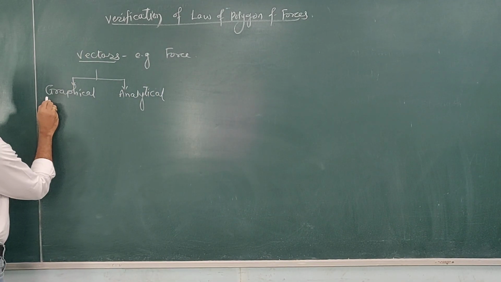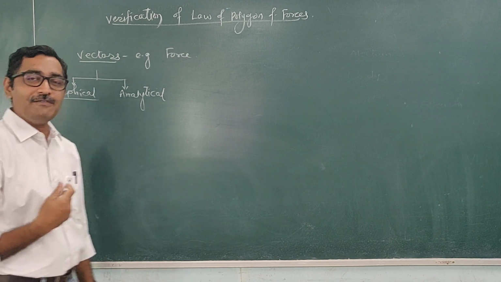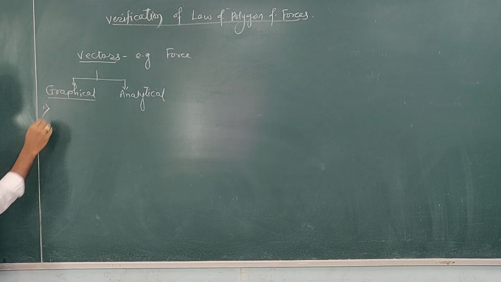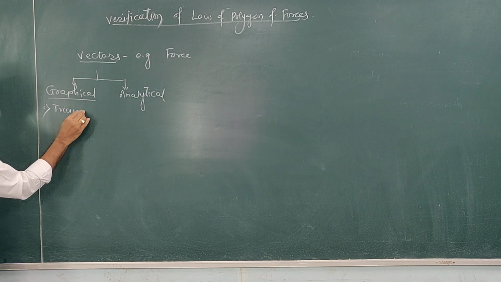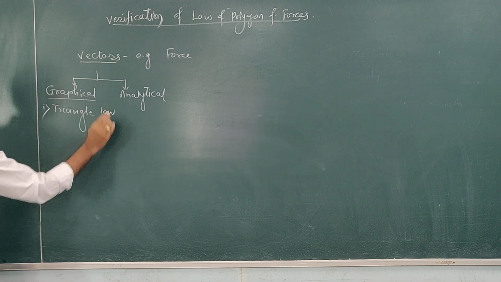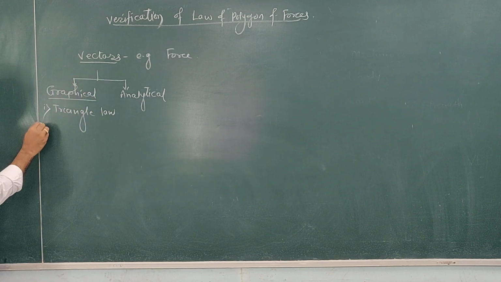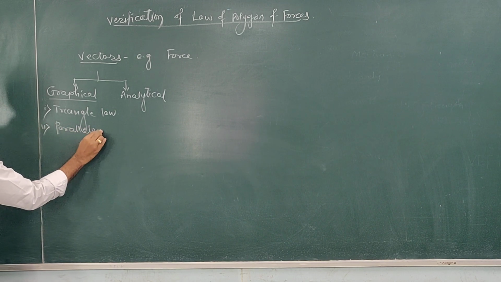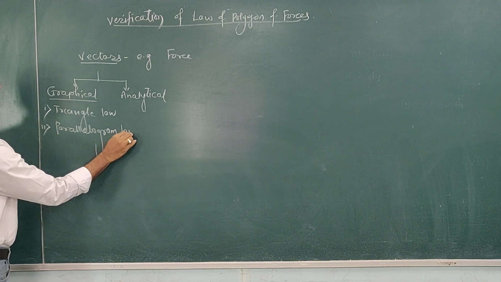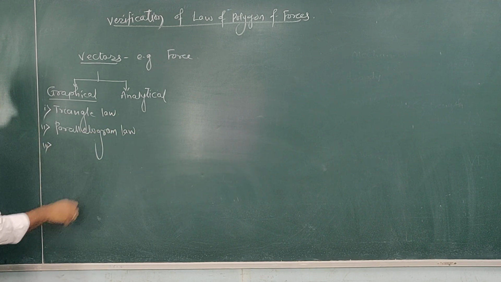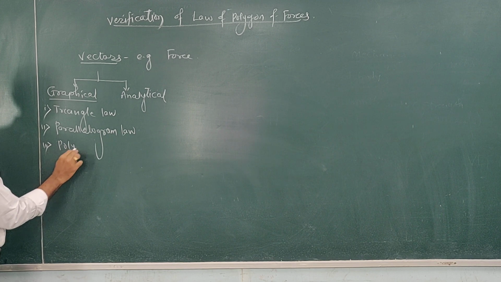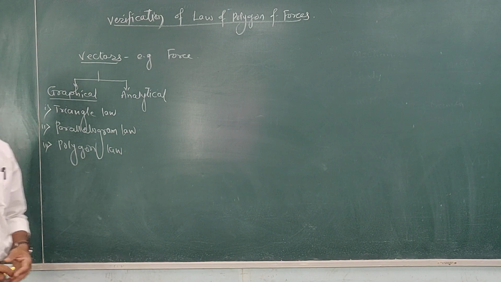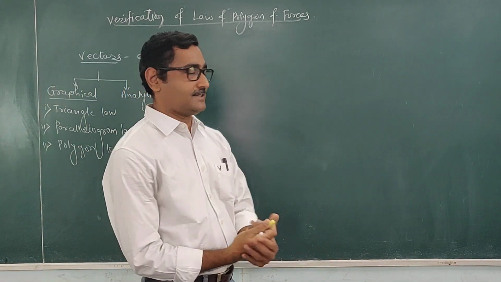The other method is the graphical method. You can use the graphical method to add the vectors. Which are the graphical methods? The first one is the triangle law. You must have studied the triangle law of vector addition. The second one is the parallelogram law. And the third one is the polygon law. These are the 3 graphical methods with the help of which we can add the vectors.